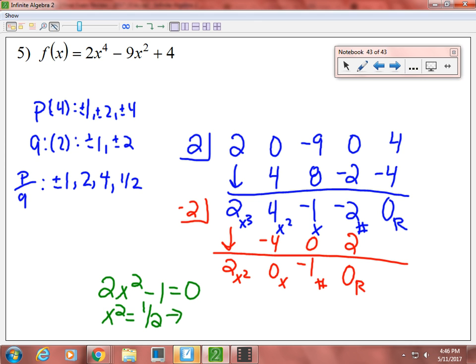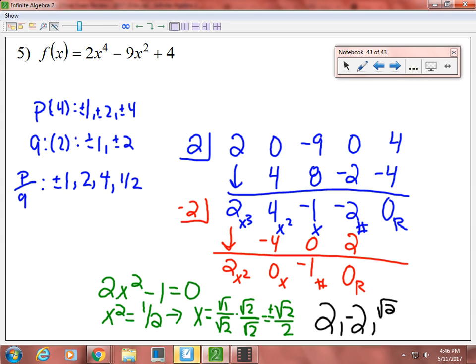So I get square root of 1 over the square root of 2. Can't have square roots in the bottom, so I have to rationalize the denominator. And I get root 2 over 2. Okay, this is a plus or a minus because it is a square root. So my answer to this would be 2, negative 2, root 2 over 2, and negative root 2 over 2. All 4 of those answers would be correct, and we know that it has to have 4 because it is x to the 4th.